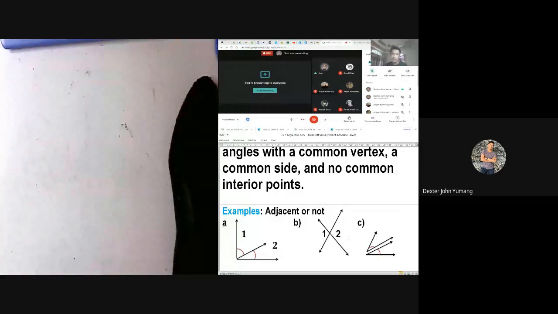Yes daw po from Aliyah. Adjacent daw siya dahil magkatabi sila, merong common vertex at saka merong common line. Yes naman daw po kay Angel.